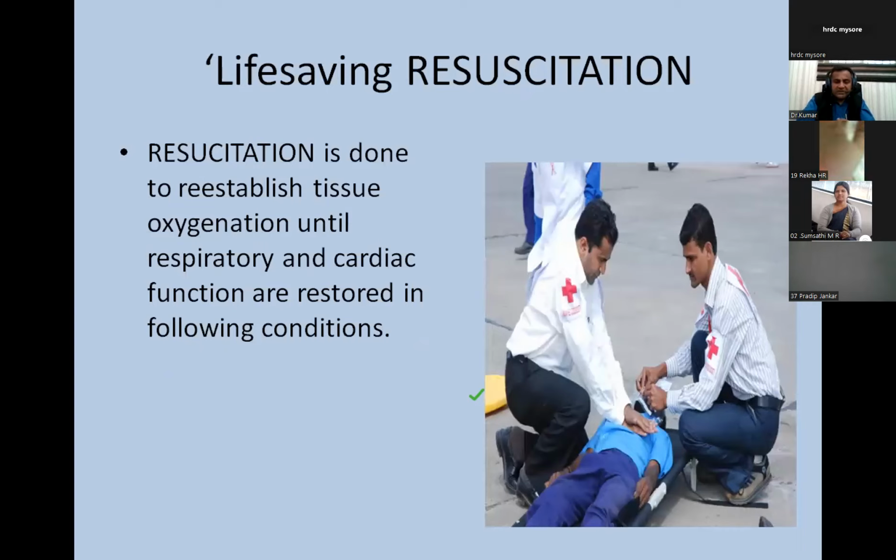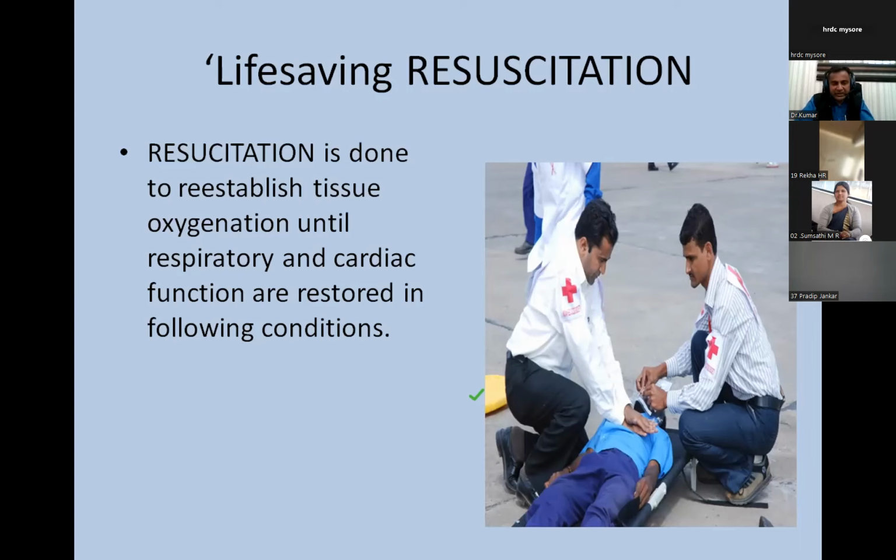So what is CPR? When and how do we do CPR? We are going to learn now. This is a very important topic in first response. We are discussing first response during disasters, and the very important topic that everyone should have knowledge about is CPR. So what is CPR? CPR is nothing but cardiopulmonary resuscitation.